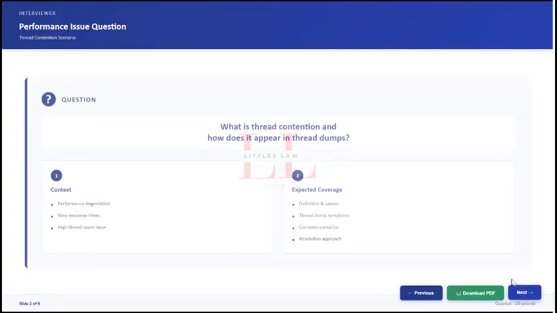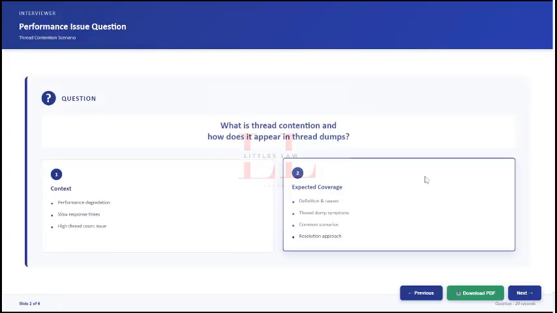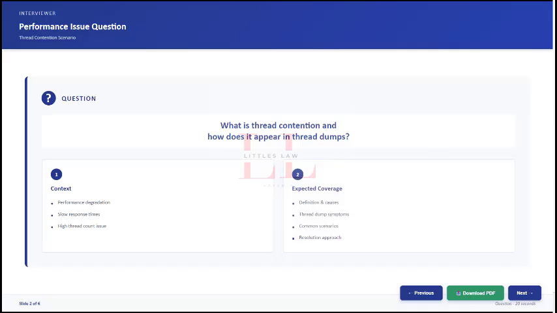Hi, hello, vanakkam, and welcome back to yet another episode on your favorite Little Sla YouTube channel. So today we are going to see the question: what is thread contention and how does it appear in thread dumps? So this is again a very straightforward question, but the interviewer would want to hear your complete understanding. Again, not just the textbook definition. The interviewer wants to know how you would actually diagnose this in production and what you would look for in the thread dump.